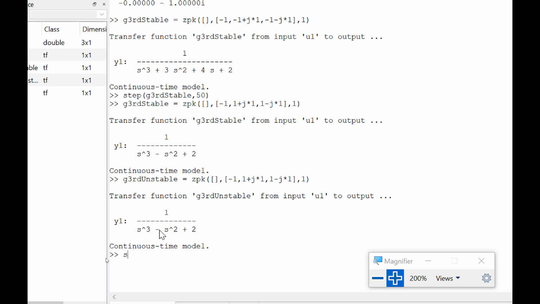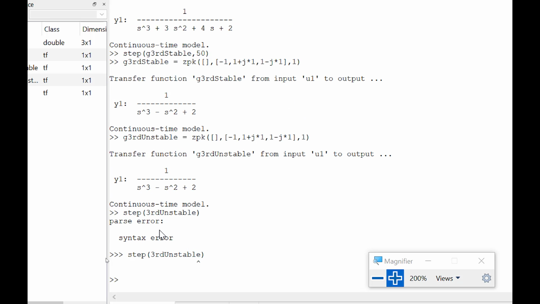Now let me just type it in. Step third unstable, and let's run it for 50 seconds. It's probably going to blow up really quick. Let's just run it without putting an end time in there and see what happens. It didn't like that. Oh, I left out the G. G, third unstable. That ought to do it.